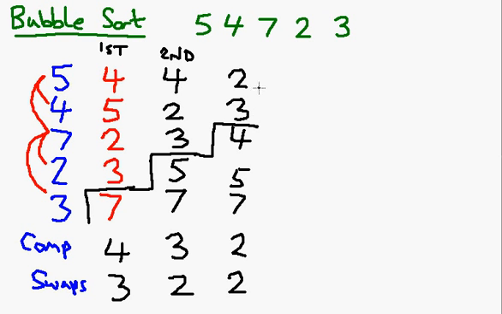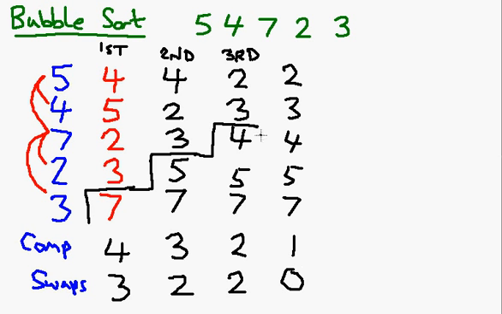Now, we know that these are in order, but imagine a computer. The computer doesn't know. It can't tell. It needs to make one further comparison. So it needs to look at the 2 and the 3. Sorry, I've forgotten to put third up there. So we're going to look at the 2 and the 3. They're in the correct order, so 2 goes first, 3 goes second, 4, 5, 7. So we've made 1 comparison, 0 swaps.